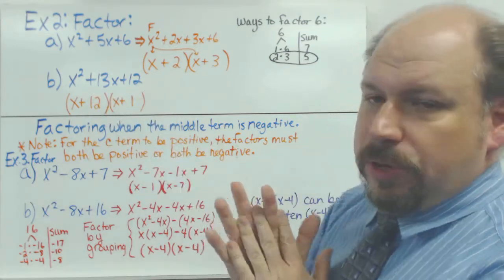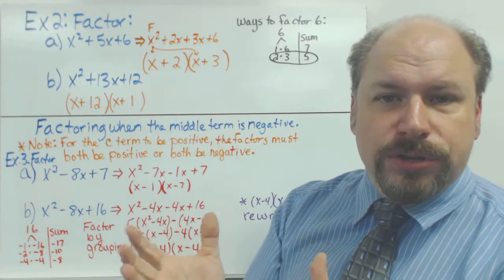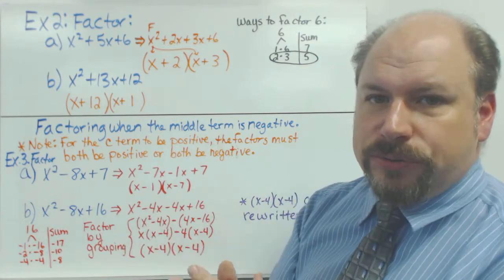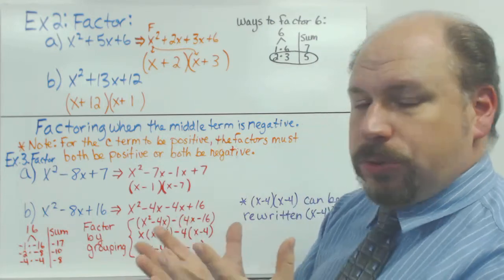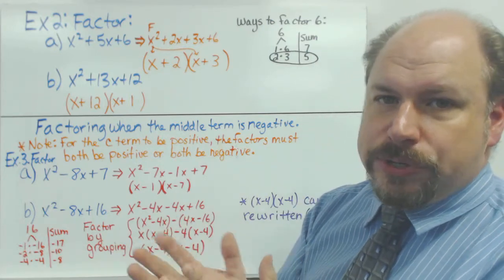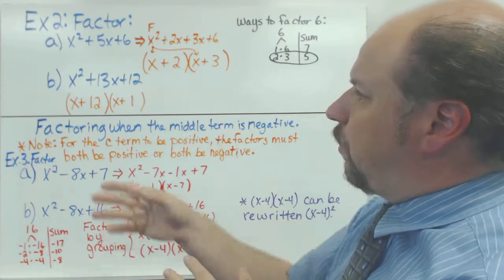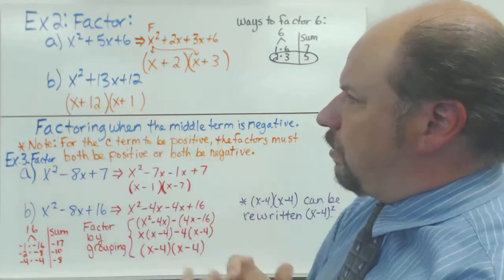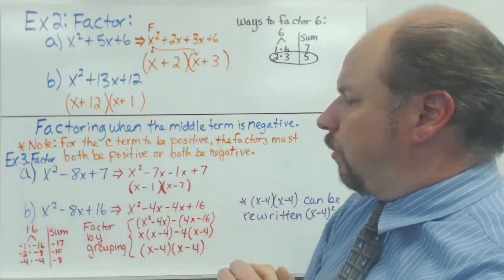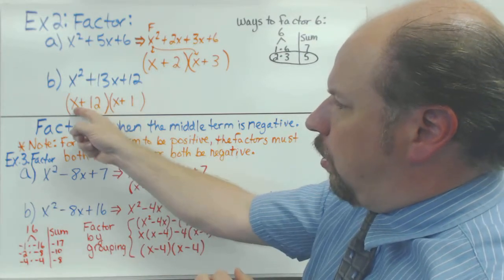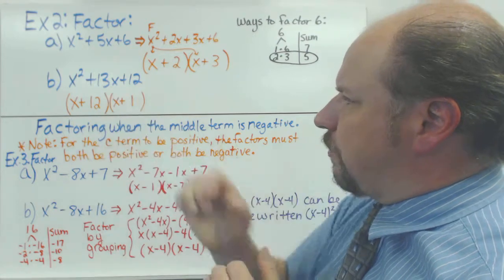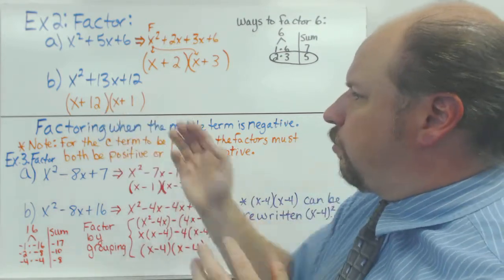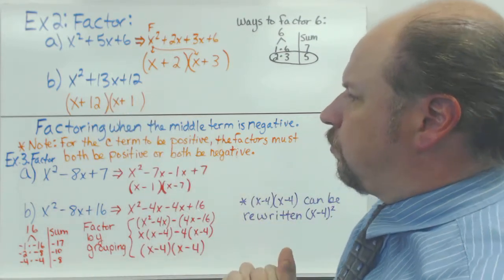Next one, x squared plus 13x plus 12. Again, we need two factors of 12 that add up to 13. Well, that one's fairly easy, 12 and 1. 12 times 1 is 12, and 12 plus 1 is 13. I didn't show all the steps this time, just trying to make it a little simpler. x times x is x squared, plus 1x plus 12x gives us that 13x, and 12 times 1 is 12.